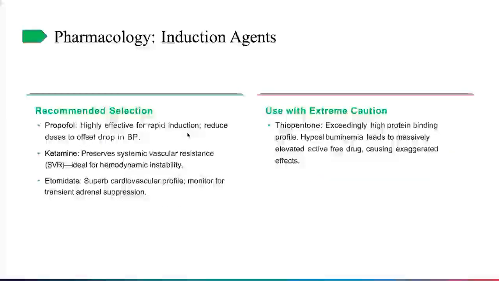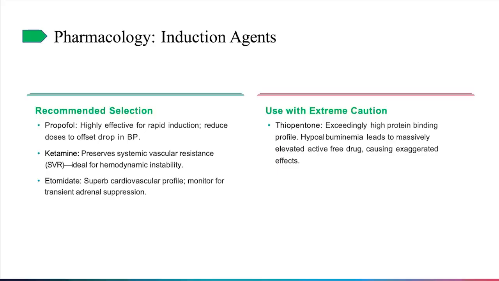So talking about induction agents, propofol is safe and gives very rapid induction, but the problem is in a patient who has already low systemic vascular resistance and impaired myocardial function, it can cause cardiovascular collapse and a sudden drop in blood pressure, right? And ketamine is a good option, especially when the patient is hemodynamically unstable.